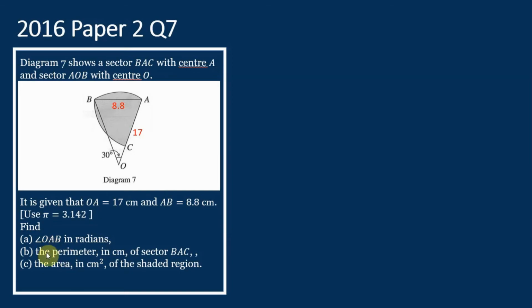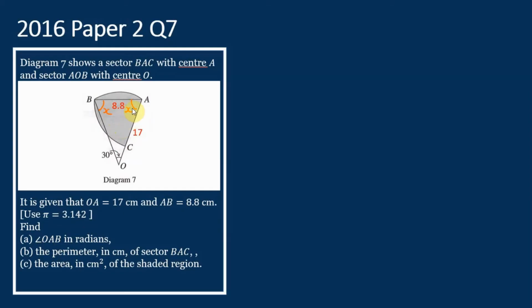Let's start with question A. We are asked to find the angle OAB. OAB is this angle, and take note that this is an isosceles triangle because these two sides of the triangle are the radius of a circle, and the radius of a circle must always be the same. So this is an isosceles triangle, and therefore these two angles must be equal.